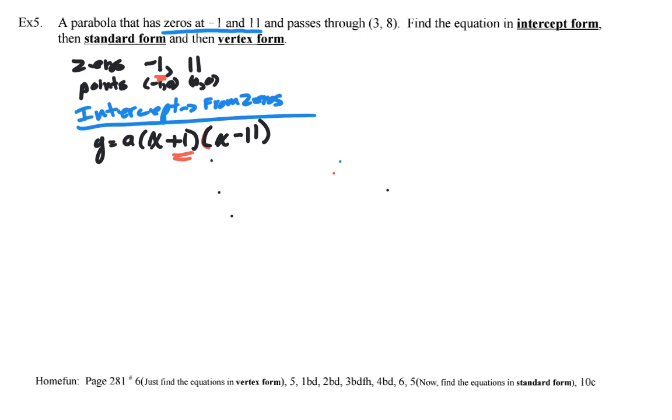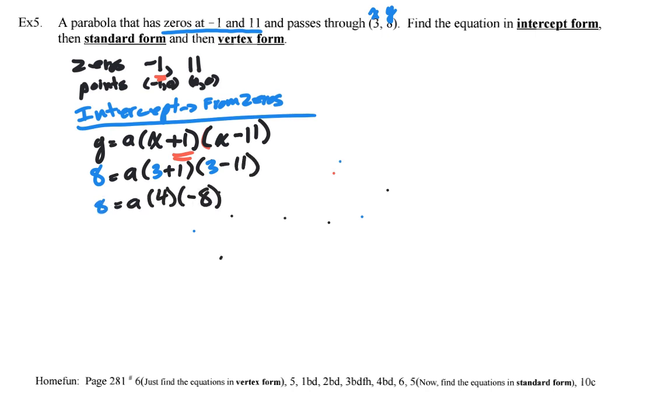So they've given us that information, but now they've said that our curve passes through the point (x, y), which is (3, 8). So what we're going to do is substitute those in. So we get 8 is equal to a times the bracket with 3 wherever x is. And now we simplify. Now we have a times 4 times negative 8, which gives us 8 is equal to negative 32a.